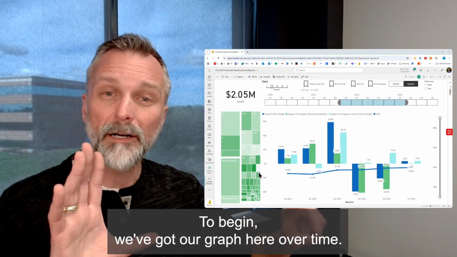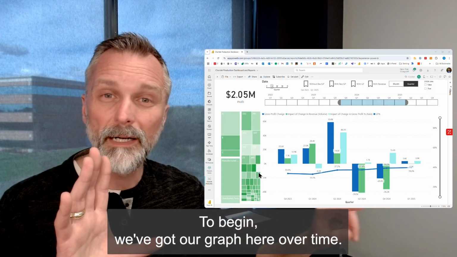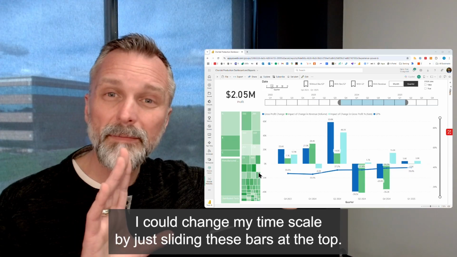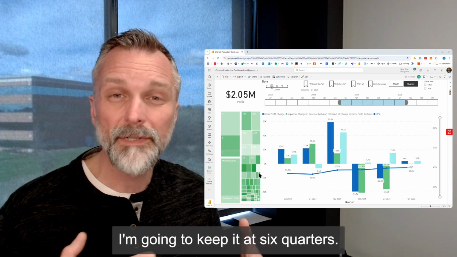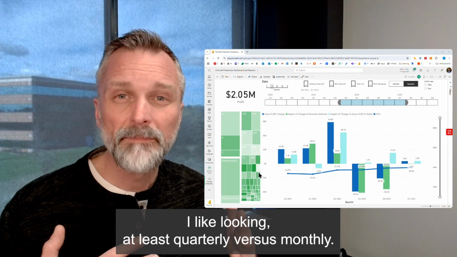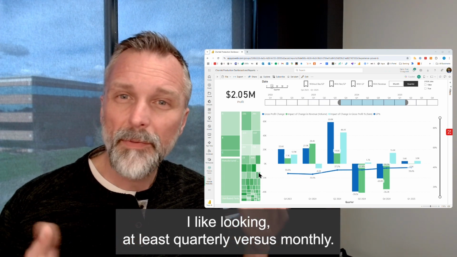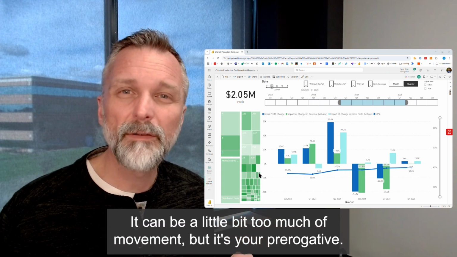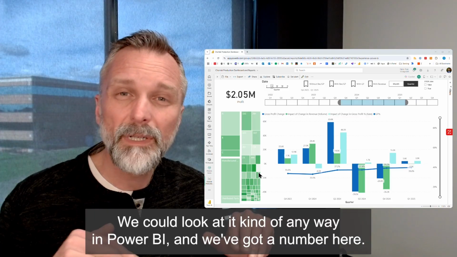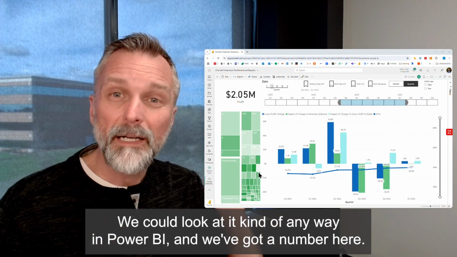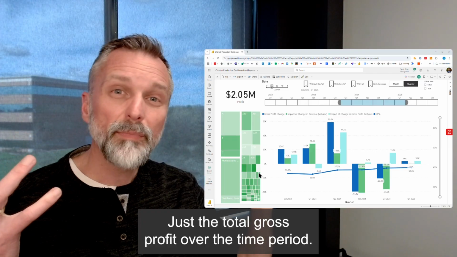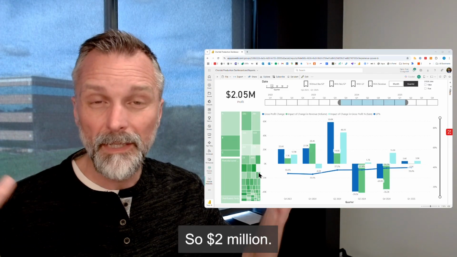So I'm going to make the screen big in just a moment. To begin, we've got our graph here over time. I could change my time scale by just sliding these bars at the top. I'm going to keep it at 6 quarters. I like looking at least quarterly versus monthly. It can be a little too much of movement, but it's your prerogative. We could look at it kind of any way in Power BI. And we've got a number here, just the total gross profit over the time period, so 2 million.